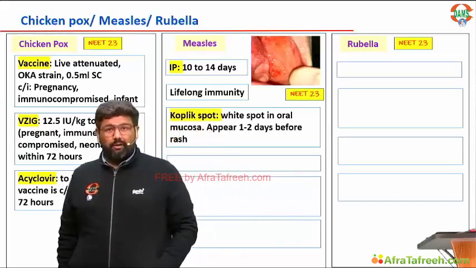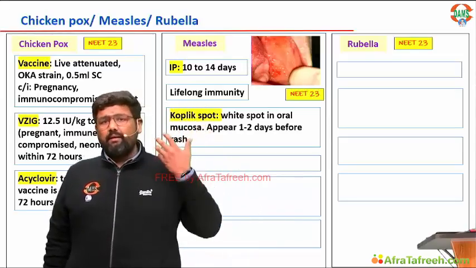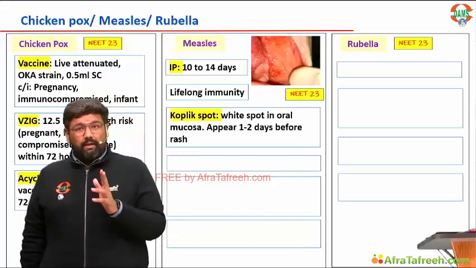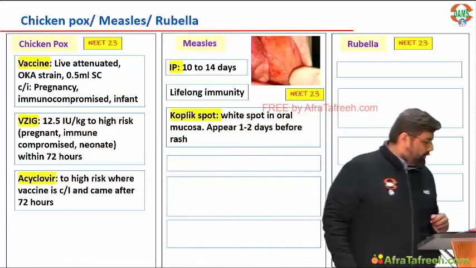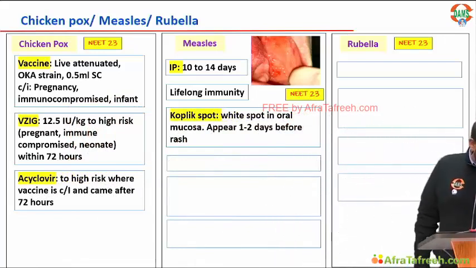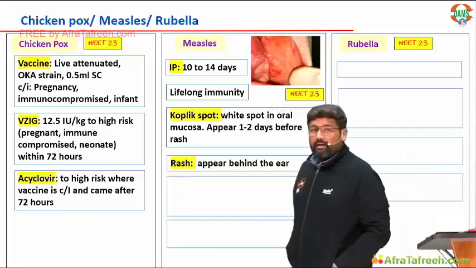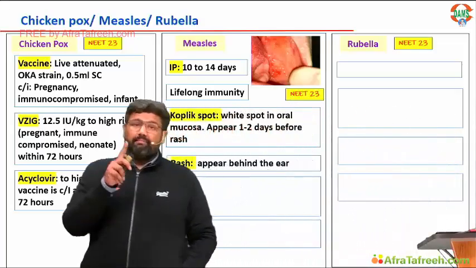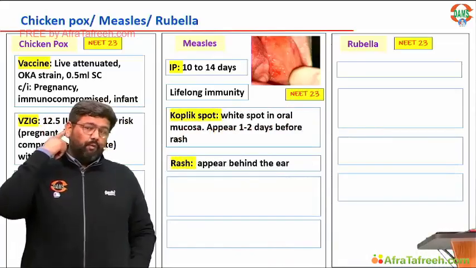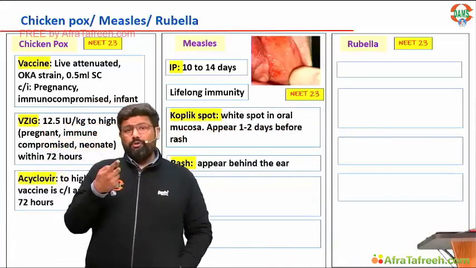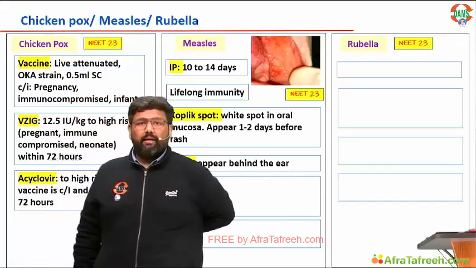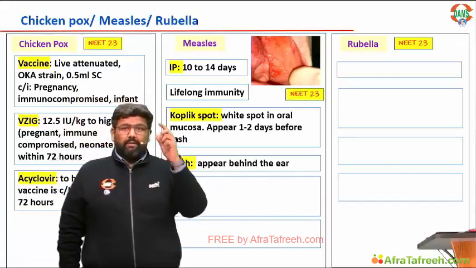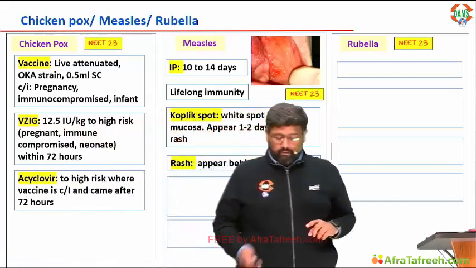Koplik spots are the white spots on the inner mucosa. They appear 1 to 2 days before the rash. And the measles rash first appears behind the ear. If I talk about chickenpox, the first rash appears either on the chest or back. These are all asked once in your exam.